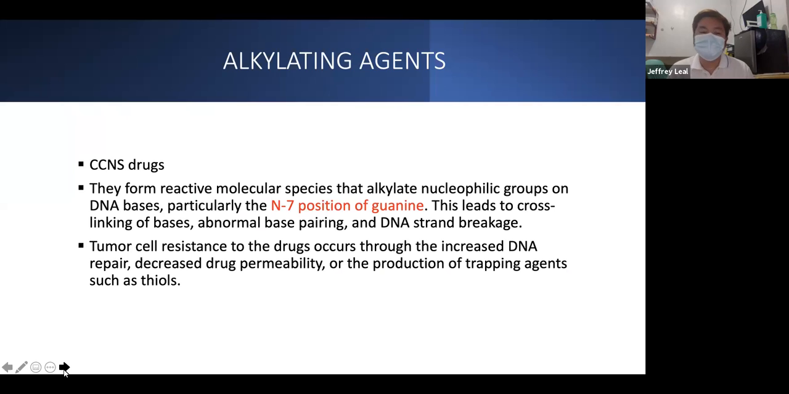Your alkylating agents are cell cycle non-specific drugs, so they may act on the cancer cells in the resting phase. Okay? So they form a reactive molecular species that alkylate nucleophilic groups on the DNA bases, particularly on the N7 position of guanine. And the result would be the cross-linking of bases, abnormal base pairing, and DNA strand breakage. Resistance to your alkylating agents would occur through the increased DNA repair of the cancer cells, decreased drug permeability, or even the production of trapping agents such as your thiols.